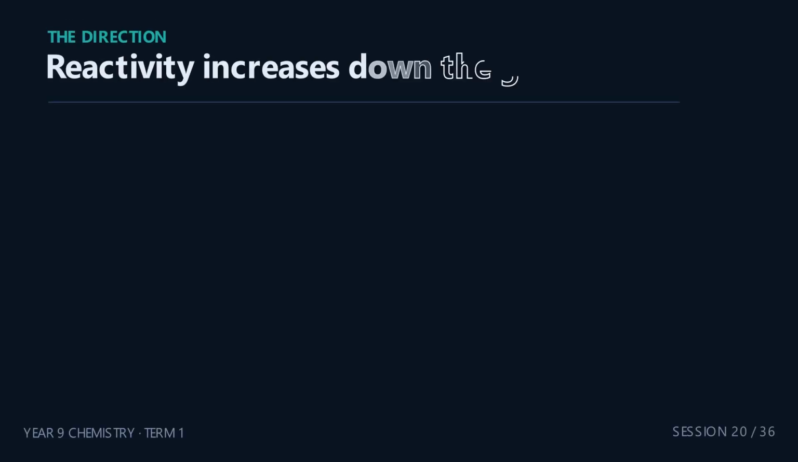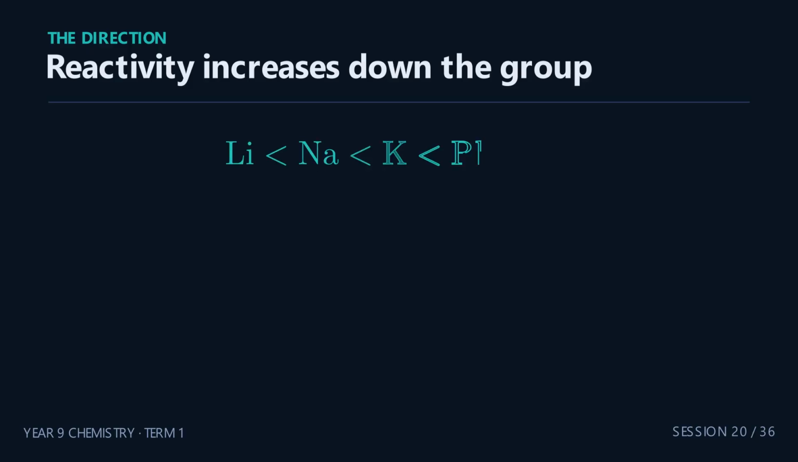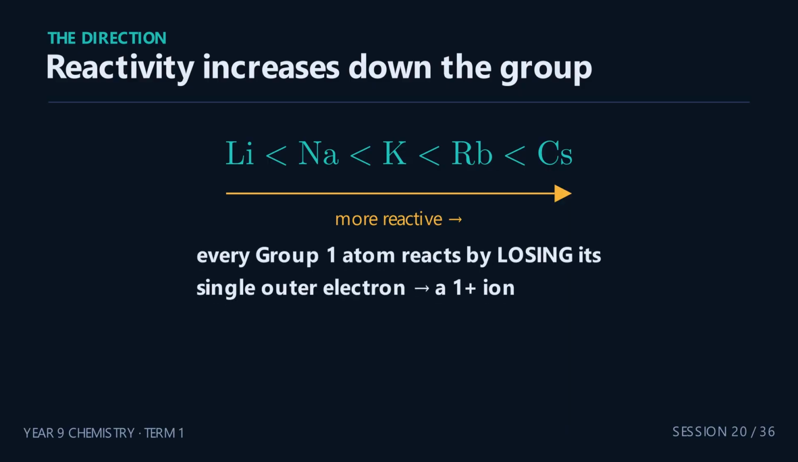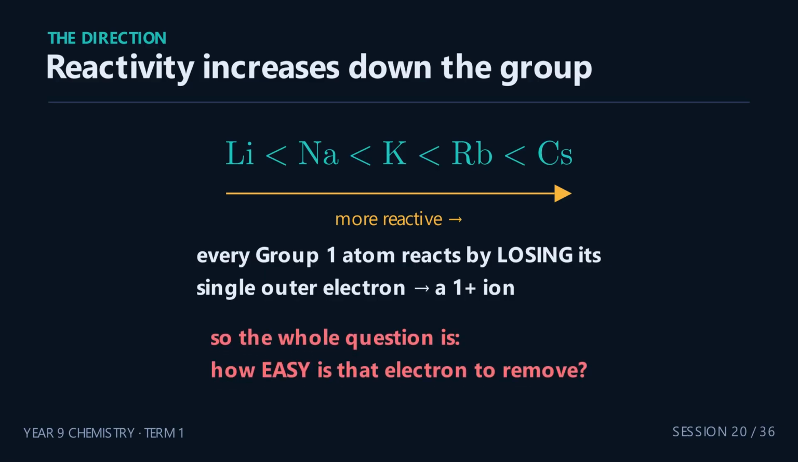The trend itself. Reactivity increases down Group 1. Lithium, then sodium, then potassium, then rubidium, then caesium, each more reactive than the last. And remember what the reaction actually is. Every Group 1 atom reacts by losing its single outer electron, forming a 1+ ion. So the whole question becomes, how easy is it to remove that 1 electron?